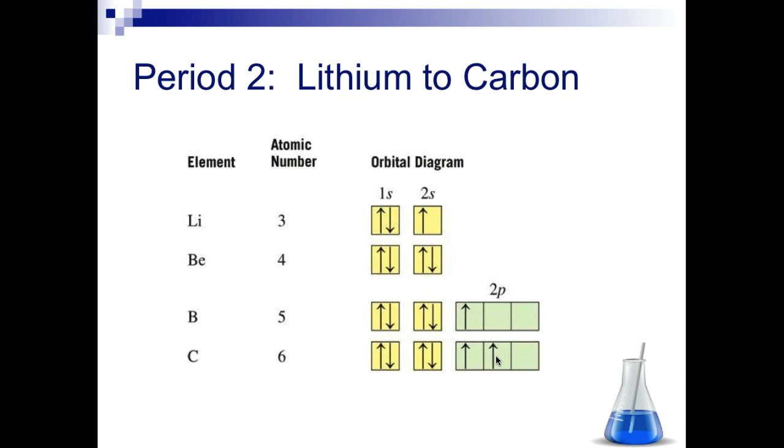Let's look at period 2, which goes from lithium to carbon. So period 2, if we look at lithium, we have to place 3 electrons. 2 are going to go in the 1s, 1's going to go in the 2s, and as we go down the rest of this list, we are seeing that we're just adding one more electron. So this shows you a good picture of how they are filled.